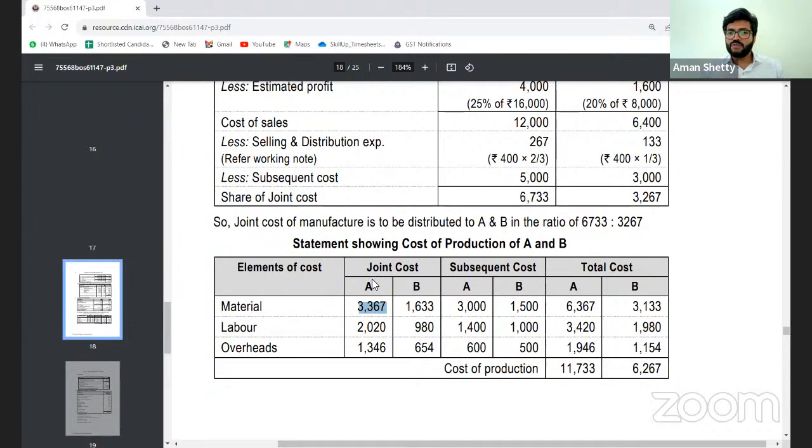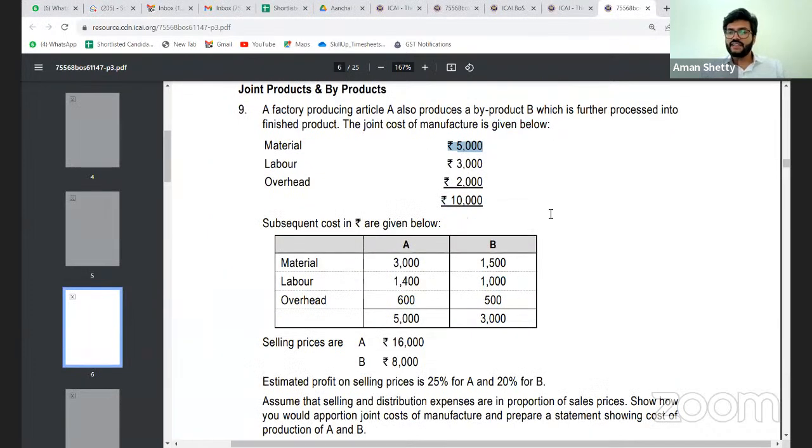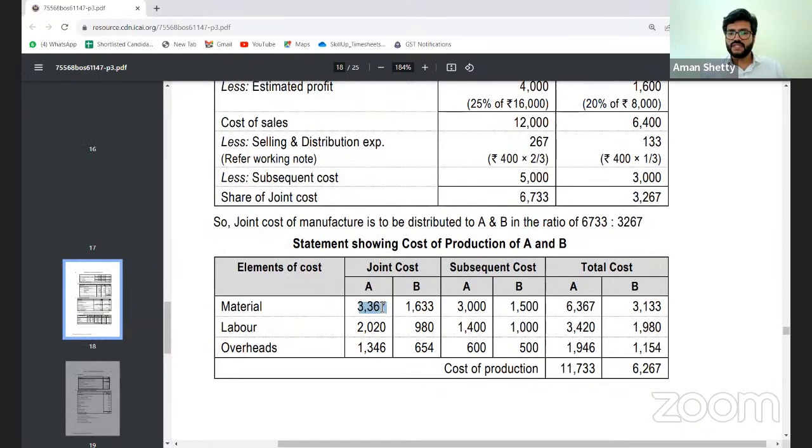So how did I get this 3367? It is 5,000 divided by 10,000 into 6733. It is 3367. 5,000 minus 3367 is 1,633. Same way you do for material, labor, and overheads. You can write down the working for this 3367: 5,000 divided by 10,000 into 6733. You should get 3367. This is 5,000 minus 3367, 1,633. Do the same for labor and overheads also.